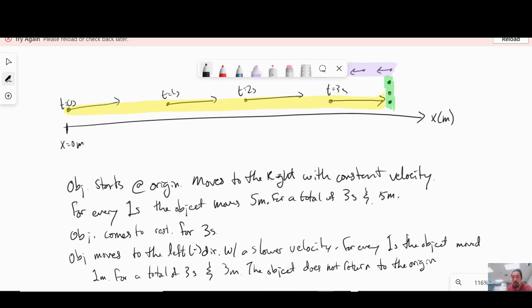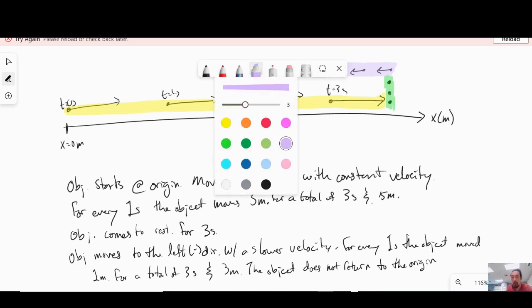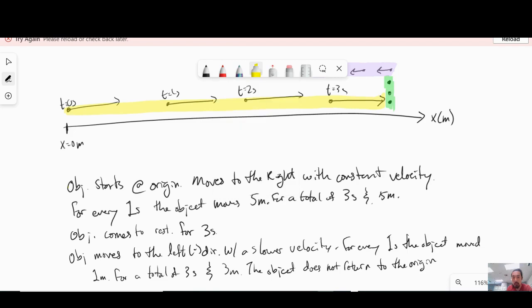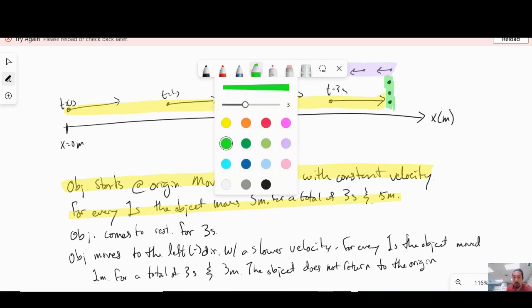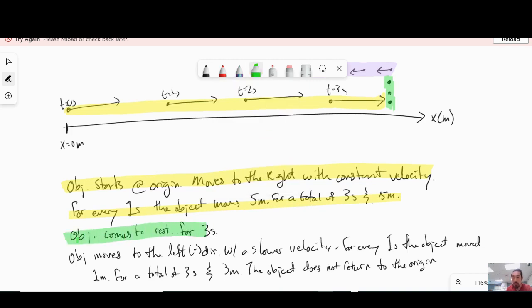So what I'm going to do next is highlight the different parts of the motion map. Let's start off with the yellow part. Object starts at the origin, moves to the right with constant velocity. For every 1 second, the object moves 5 meters for a total of 3 seconds and 15 meters. Good. So that's the part in yellow. And next we did the part in green. The object comes to rest for 3 seconds.